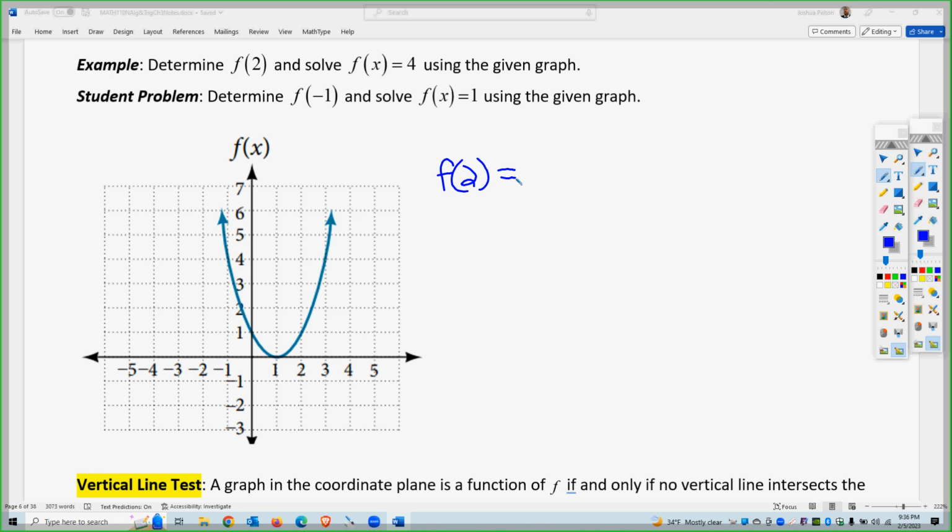Okay, f of 2. So if I go to 2, this is my x value down here of 2, correct? So if I go to 2, it's going to go up to this coordinate here, which gives me a coordinate of 2, 1, right? So I get a value of 1.